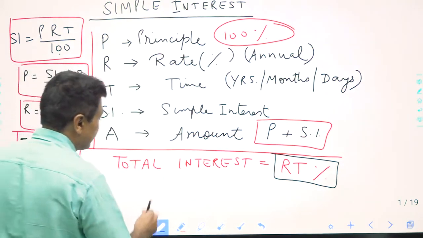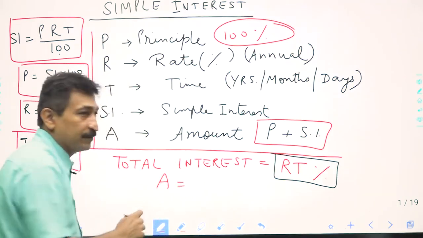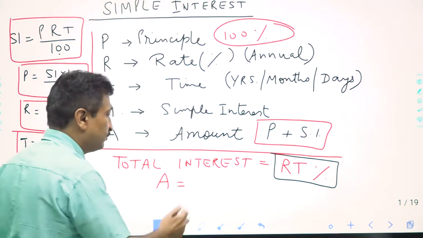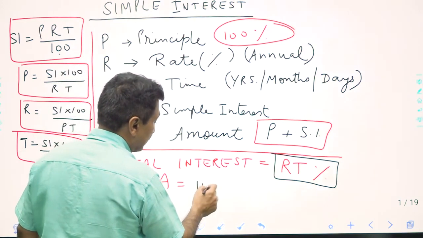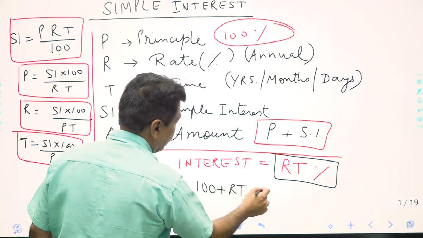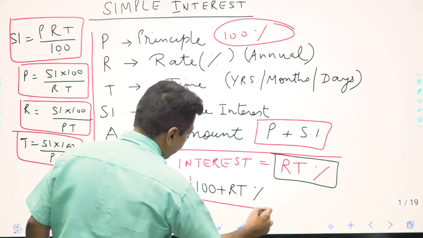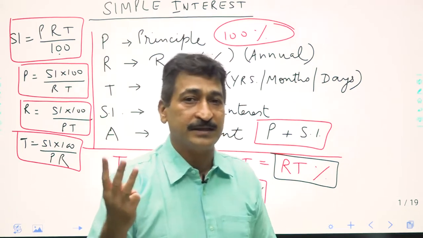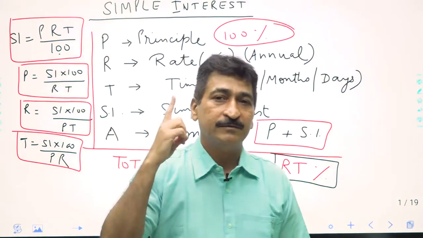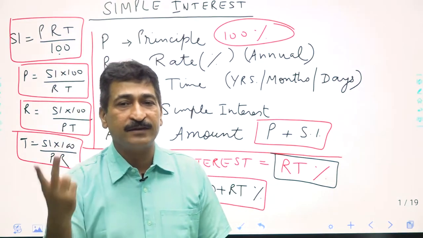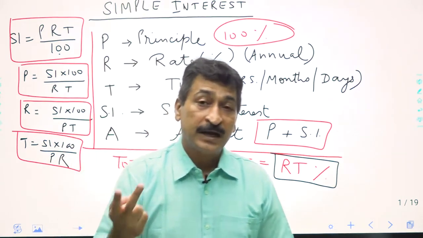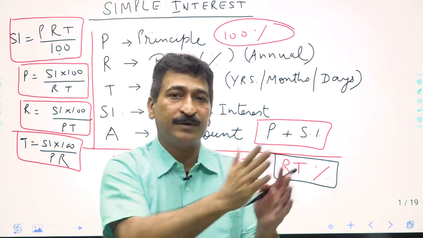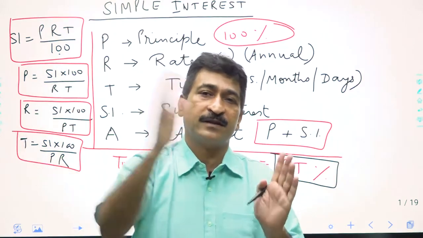Now the money which comes back, the amount, how much is the amount? 100 gone, come back with RT, so the money I receive back is 100 plus RT%. This is the money which I will get back. Now I have introduced you to 3 things. One is my principal, which is 100%, second is interest, total interest, which is RT%, and the third is the money which has come back, which is the amount, 100 plus RT. 100 gone, RT interest, 100 plus RT.